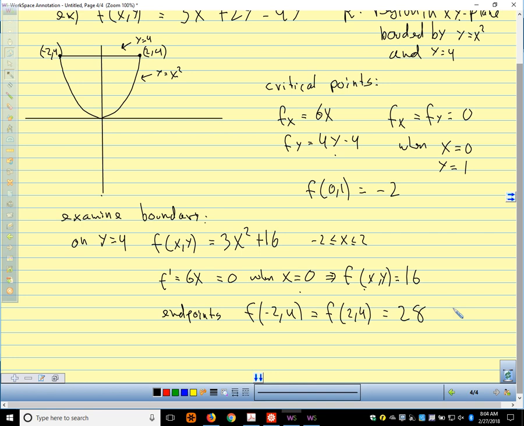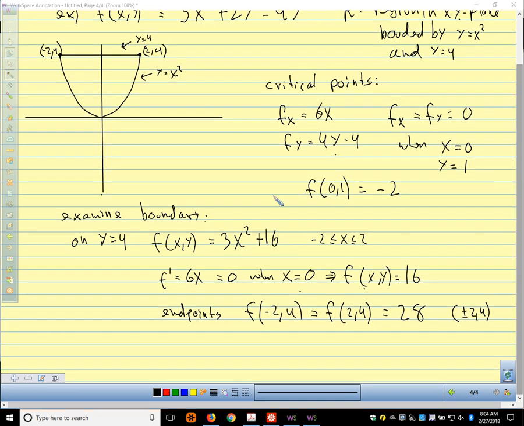So plus or minus 2, 4 is our new candidate for our absolute maximum. This one is not our absolute maximum. This is still our absolute minimum so far. And now we need to see if we have any extreme values on y equals x squared.